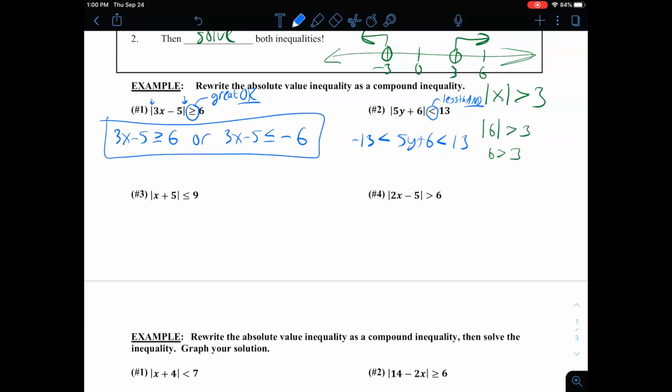Okay? All right, why don't you guys go ahead and try 3 and 4. Just rewrite it as a compound inequality first, and then we'll do some solving for the next few problems.